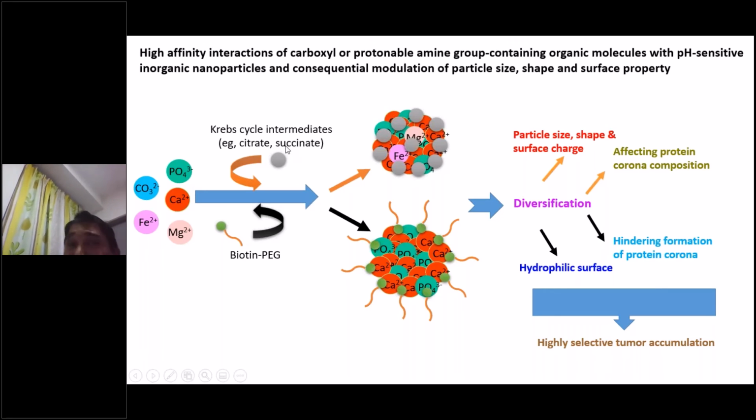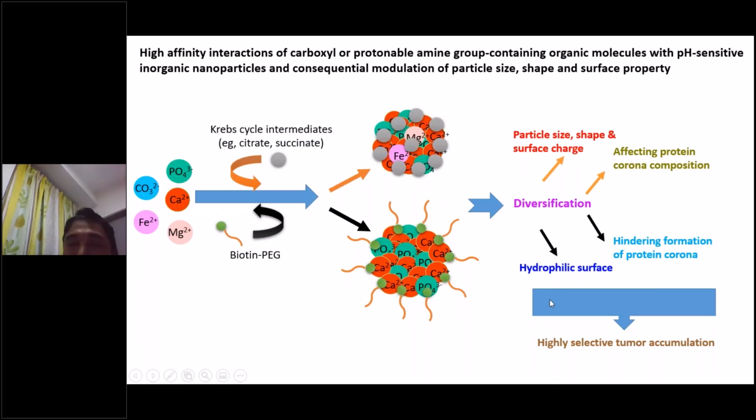For example, we recently succeeded for the first time with Krebs cycle intermediates like citrate, succinate, alpha-ketoglutarate. They have a carboxyl group, so they can easily bind on the surface because all are ionic interactions, as I told you. Another is biotin PEG. PEG cannot interact, but biotin has some ionic group, so it can bind on the surface of the nanoparticles. So ultimately, your particles will be pegylated, PEG-coated particles. That will give a hydrophilic surface.